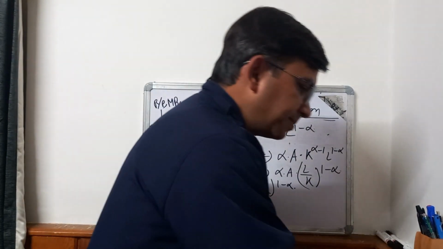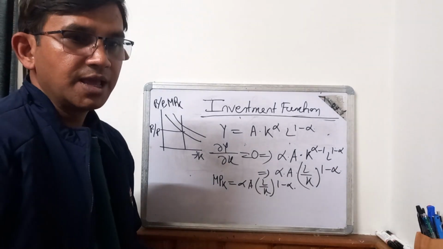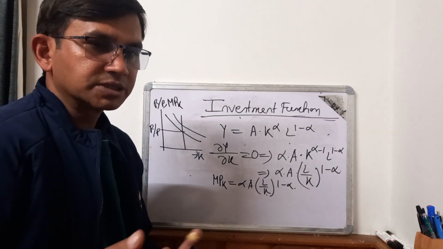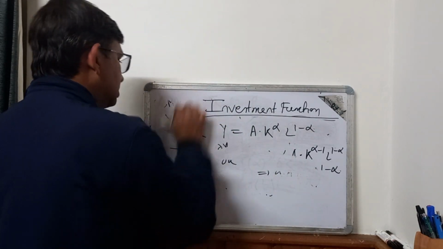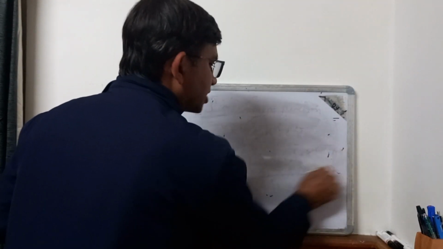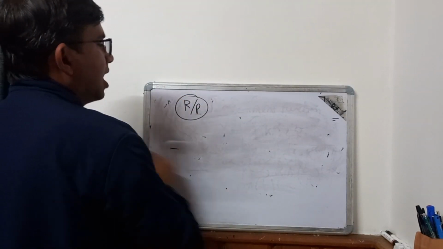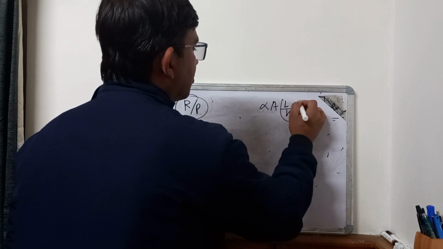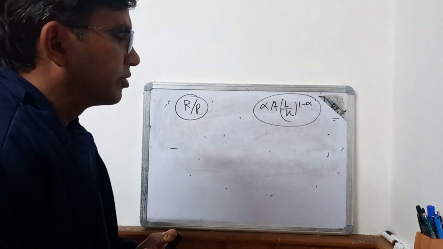So now we come to the next firm, that is a renter firm, which purchases the capital and rents it out to the other production firms and earns the rent. So as we see for the production firm, the cost of capital is R by P and the benefit of capital is alpha into A into L by K to the power 1 minus alpha. That is the marginal productivity of one additional unit of capital to employ.